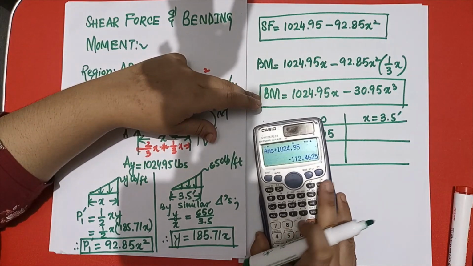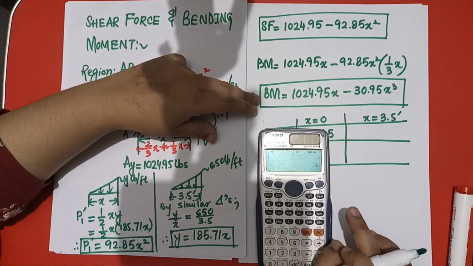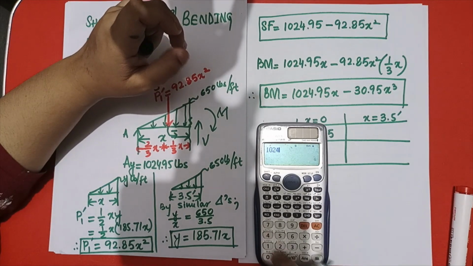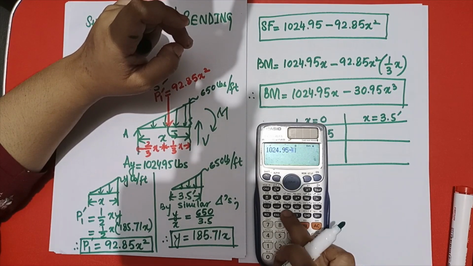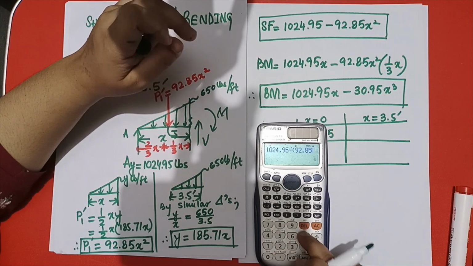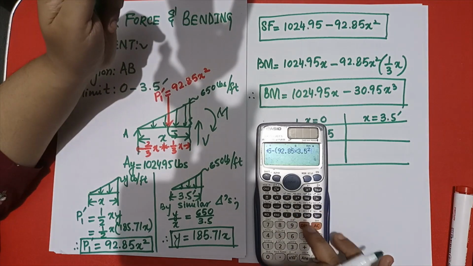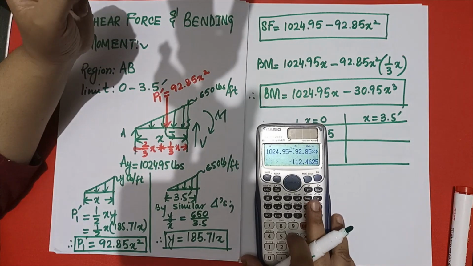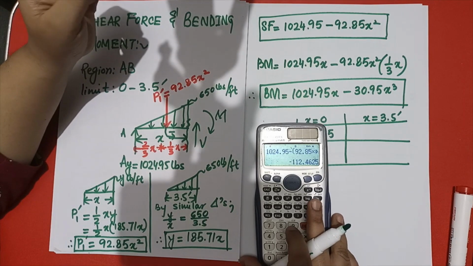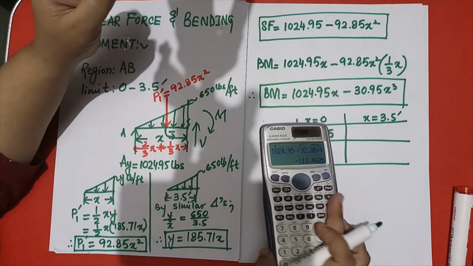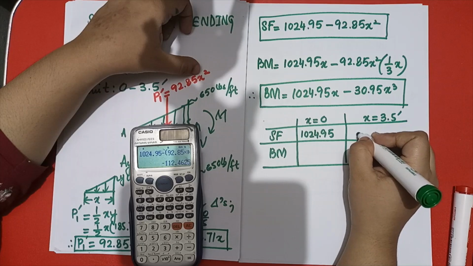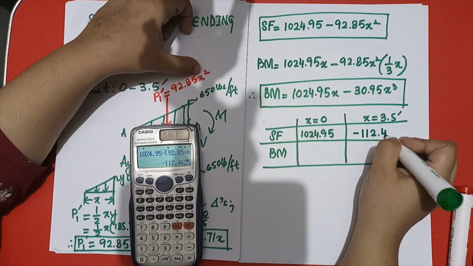Let's have a look. The answer is coming out like this. Let's check again: 1024.95 minus 92.85 multiplied by 3.5 square. It will be coming out to be 112.46. Is that okay? The answer is correct, because we have taken x square over here. So it is minus 112.4625.